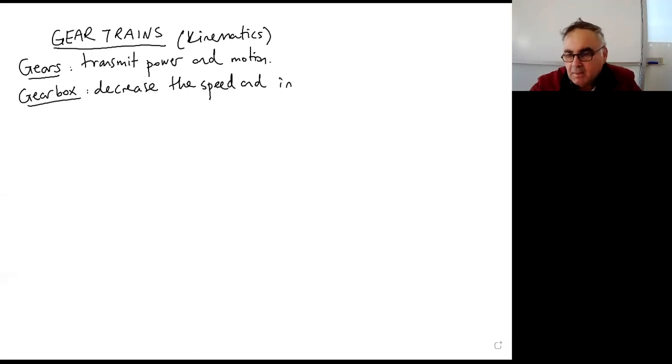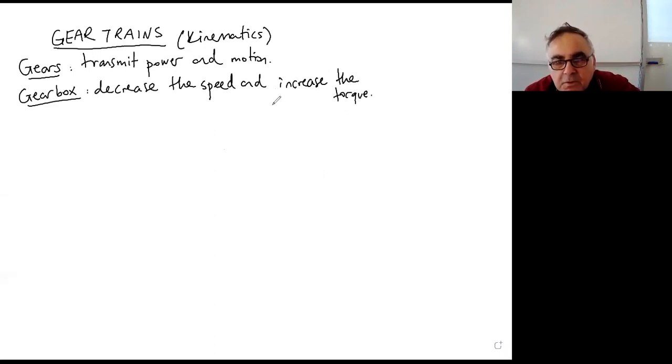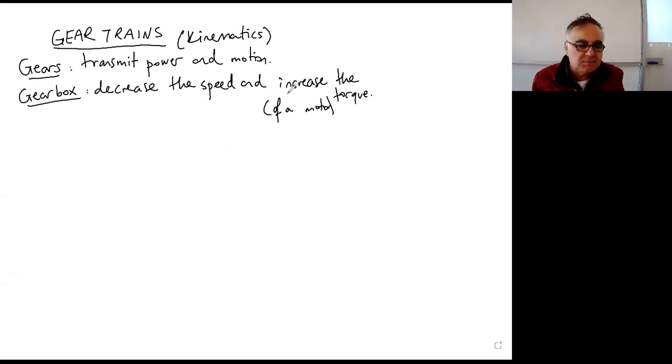Okay, I'm sorry. So they decrease the speed and increase the torque of a motor. The motors, especially the electric motors, are usually devices that rotate very fast, like 2000, 3000 RPMs. And these are the speeds that we do not require. We require less speed, but usually more torque. And gearboxes, ideally, decrease the speed and increase the torque so that the power remains constant in them. Gearboxes are made up of usually a series of gears.